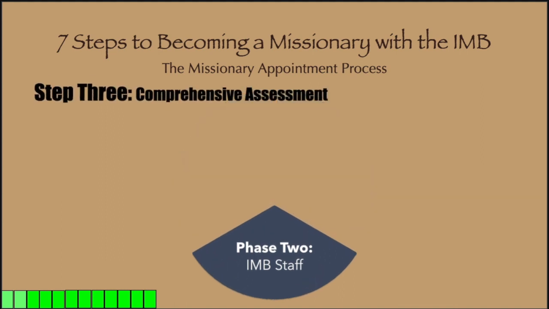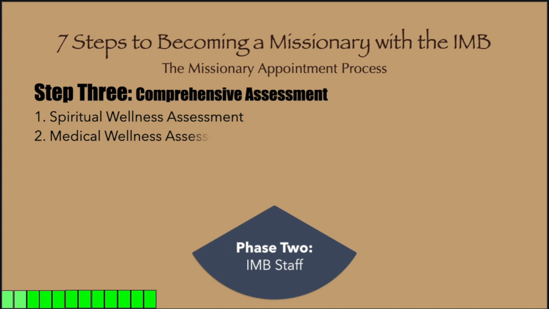So step 3 is a comprehensive assessment. First thing they're going to look at is your spiritual wellness, and they want to know about your salvation, your calling, your quiet time, your morality, your holiness in your life. How are you walking in those areas? Then they're going to assess your medical wellness. They're going to look at your current health, your current weight, your BMI, your body mass index, your current activity in regards to physical activity, any health issues, concerns, stuff like that.